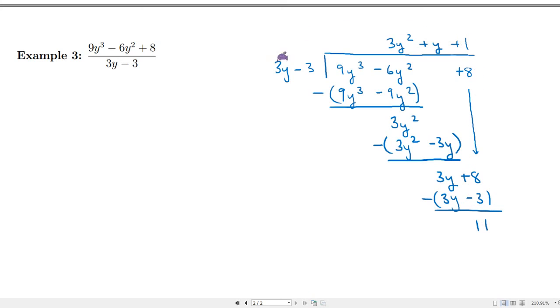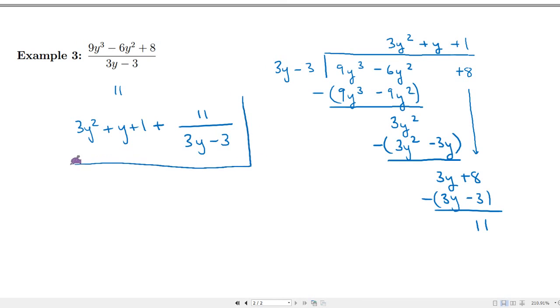Okay, so all of this work tells us that this fraction, this rational expression, is this polynomial 3y squared plus y plus 1, and then plus the remainder of 11 divided by what we're dividing by, the 3y minus 3. Okay, so when you do this long division process, you're always going to get a polynomial as the answer. You always get a polynomial, and then you'll get a remainder term.